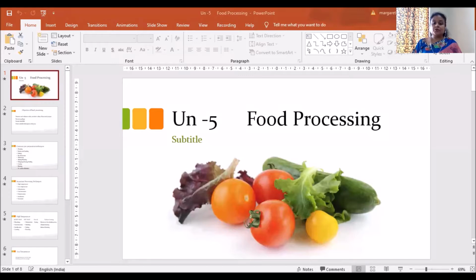Good morning. Today I'm going to do the revision. Subject, food science. Topic, unit number 5, food processing. Talk about the food processing.